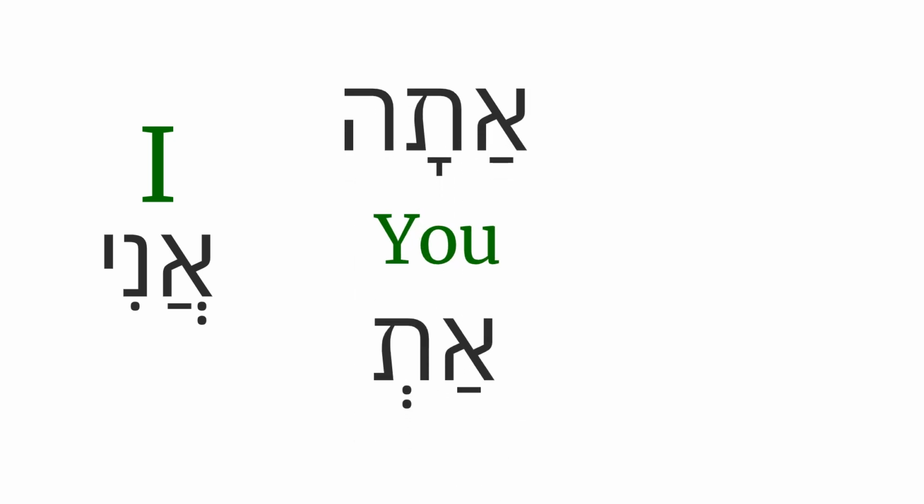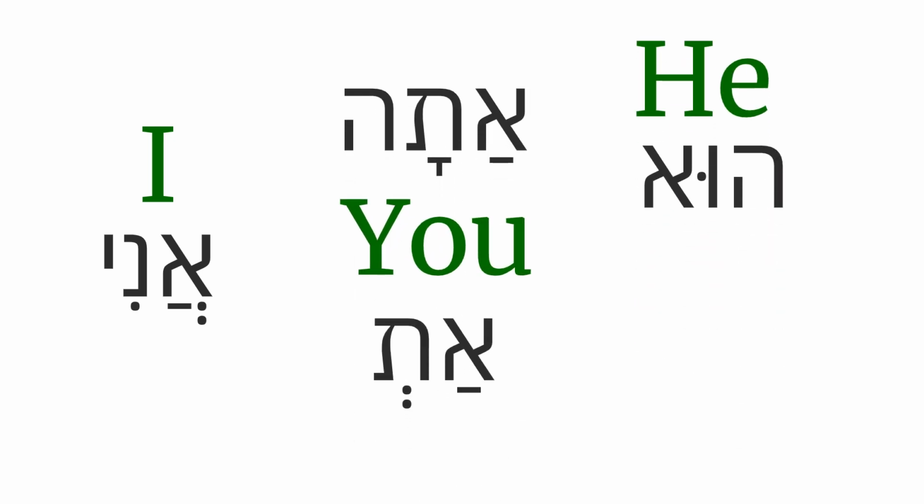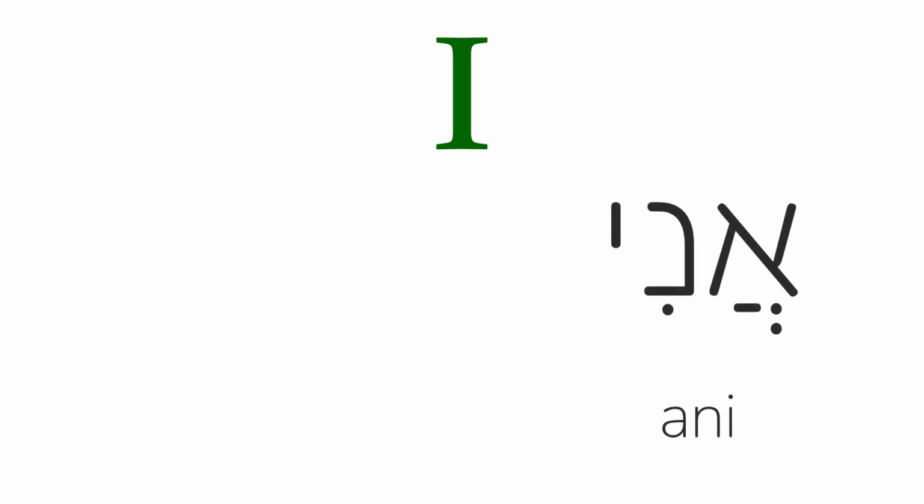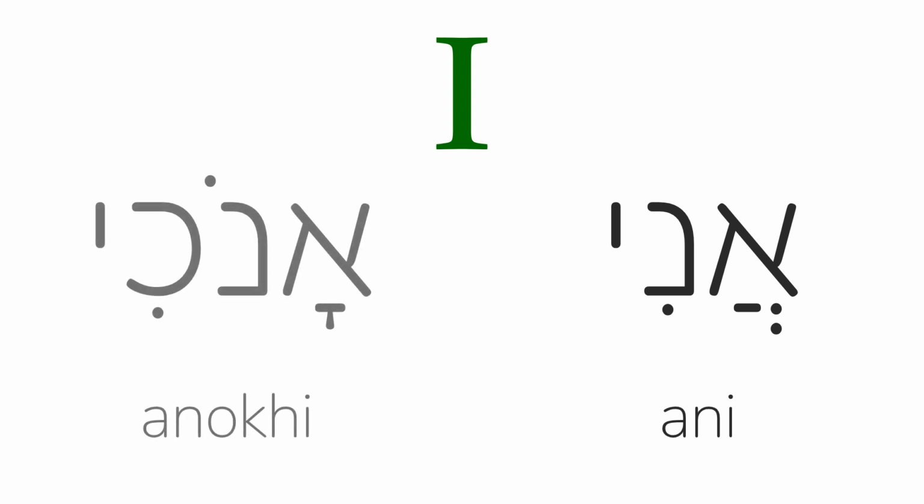So those are the singular subject pronouns. Ani, I; ata and at, you, masculine and feminine; hu, he; and hi, she. In biblical Hebrew, the words for "I" and "she" have some variations, so let's end with those as a little bonus. Ani is not the only word for "I" in the Bible. Ani is more common, but in the Bible the word "anochi" is also used quite frequently. Ani and anochi both mean "I." Anochi isn't commonly used in modern Hebrew and has an archaic sound, kind of like "thou" in English.